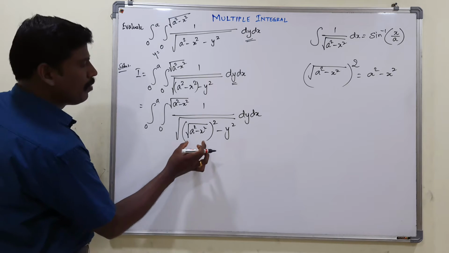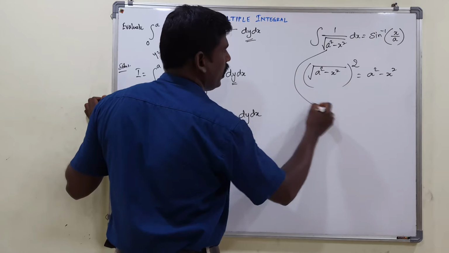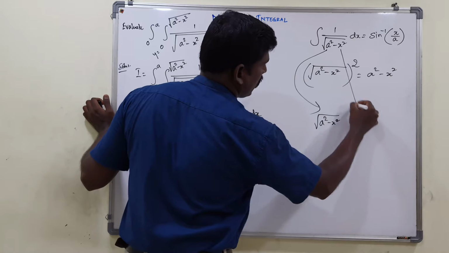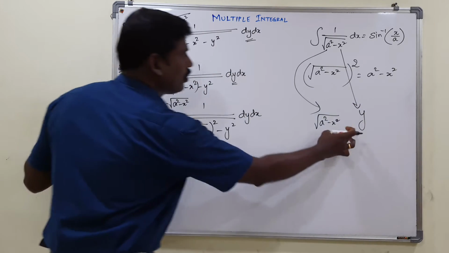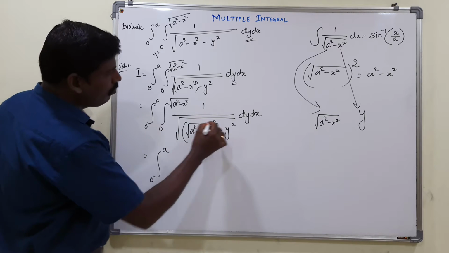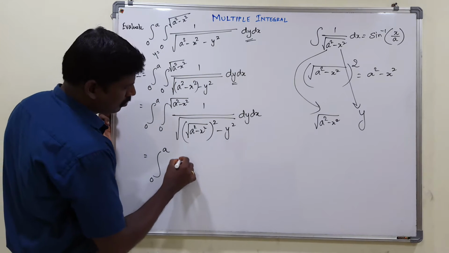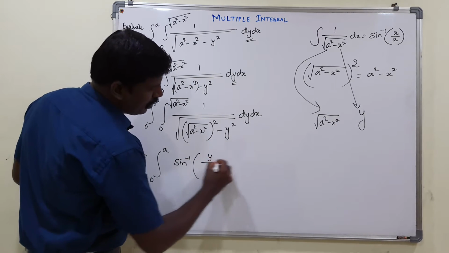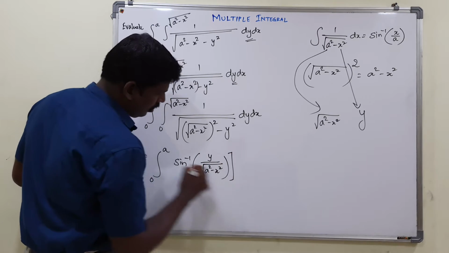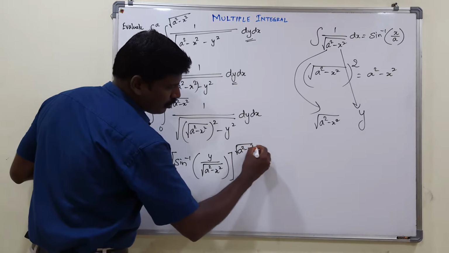Now it is in the form where we have to treat this whole as a square minus y square. So what is a in this formula? Root of a square minus x square. What is x here? It is y. So just replace both of these in the right hand side and you get the answer. What is the integral of this function with respect to y? Sine inverse y by root of a square minus x square, with the limit from 0 to root of a square minus x square, dx.